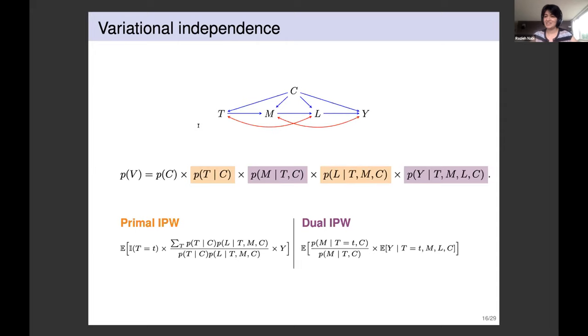So Rohit was very keen on how to combine these two estimators and get a doubly robust estimator, in the same way that we can think of augmented IPW as combining the propensity score and the outcome regression model.